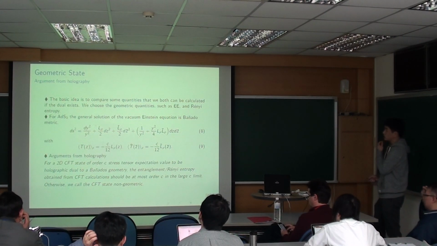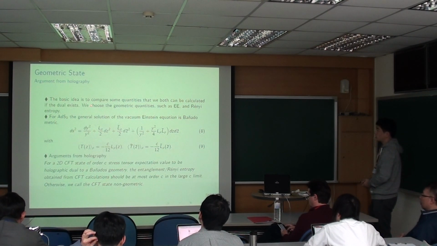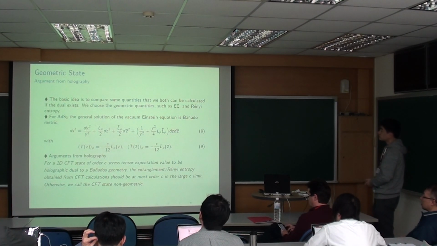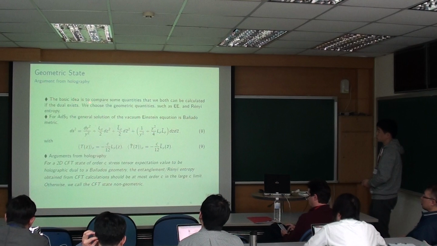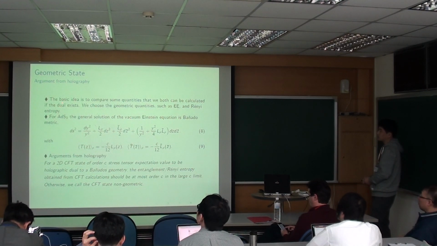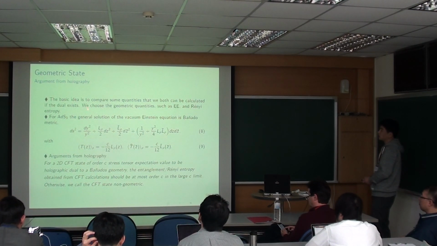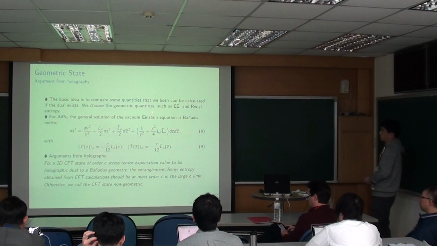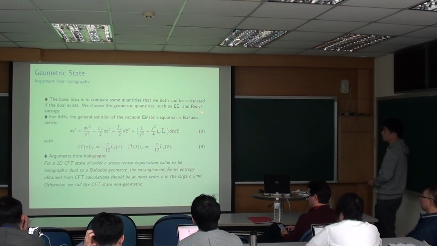So let's start. What is a geometric state? Well, let's first discuss some arguments from holography. The basic idea is just to compare some quantities that we can both calculate if this duality does exist. We want to find some state that has some geometry, and we choose geometric quantities such as the entanglement entropy or Rényi entropy.